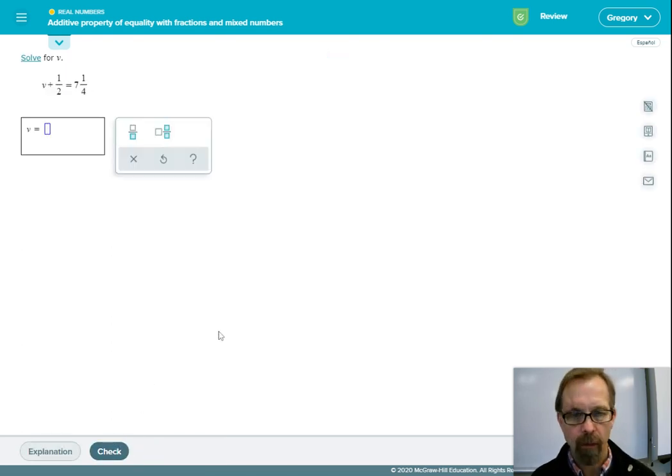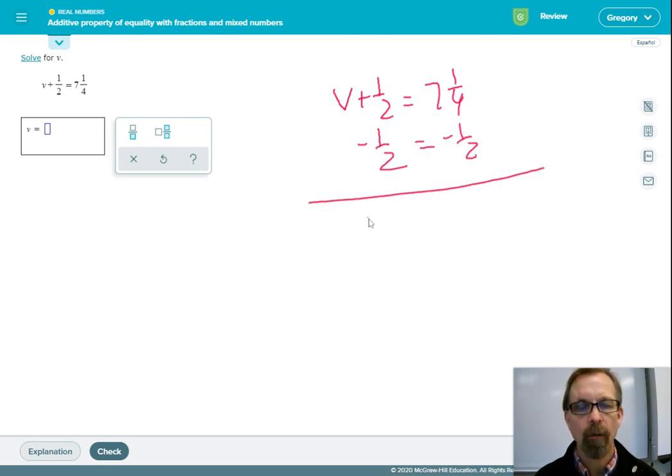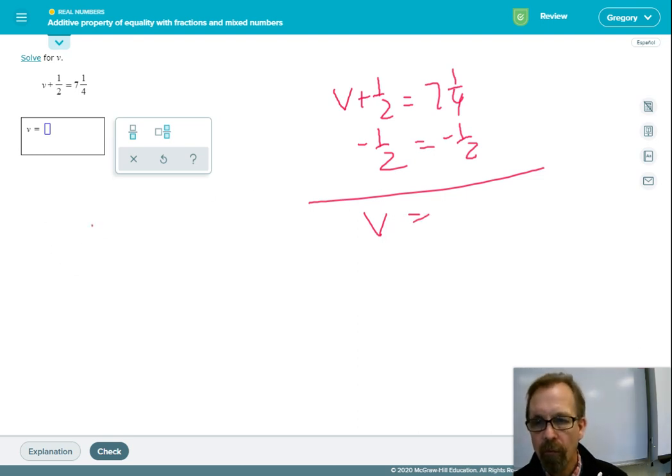All right, so now we have b plus 1/2 equals 7 and 1/4. Okay, so I'm going to take away the 1/2. This is going to be a little more complicated, I can see. So let me explain what we're going to do here. We have 7 and 1/4 minus 1/2.